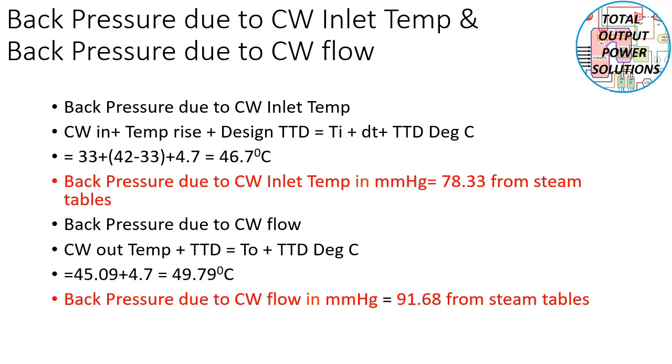millimeters of Hg absolute. And the back pressure due to CW flow is calculated as CW out temperature plus TTD, so that would be equal to 49.79, and the back pressure due to CW flow would equal 91.68 millimeters of Hg absolute, from the steam tables. So we have calculated the back pressures due to both of these.